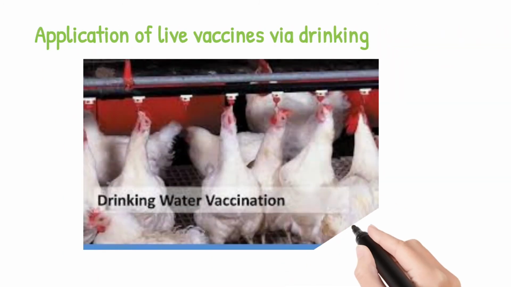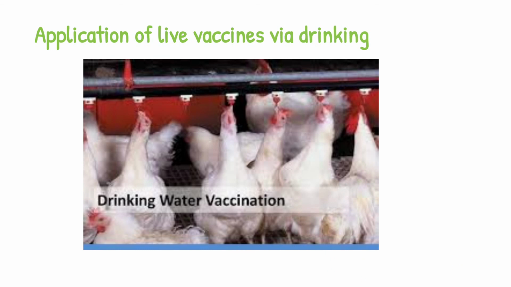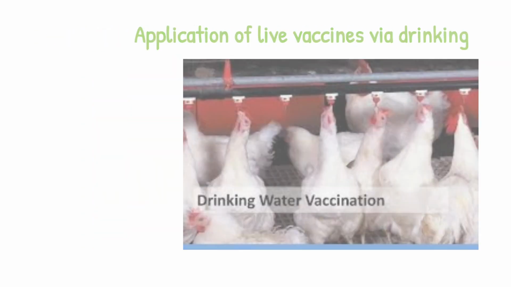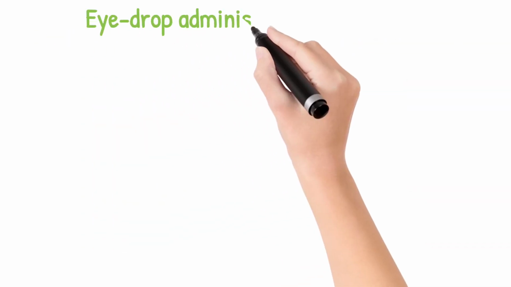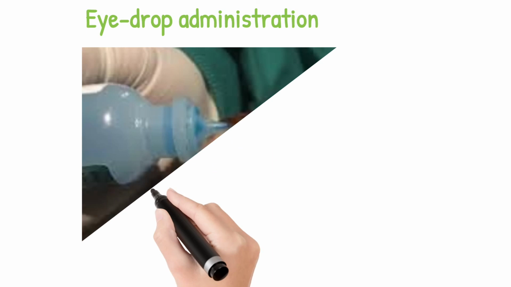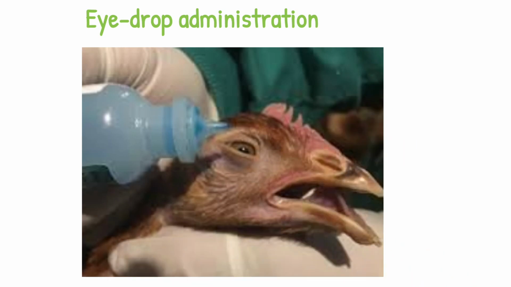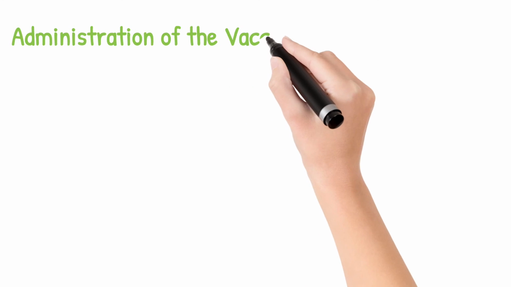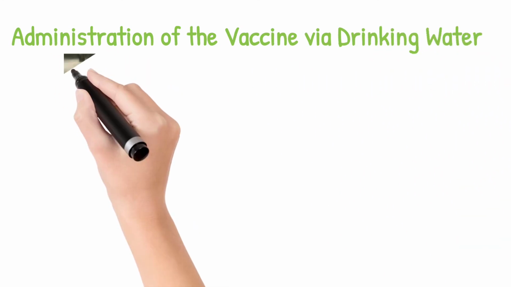Application of live vaccines via drinking water is still employed in some areas, although in the commercial sectors, this gives some problems in preparing and cleaning the drinking water system, with a tendency for a less than uniform uptake. Eye drop administration. Application of the vaccine by eye drop methods is probably the most effective for live lentogenic vaccines.